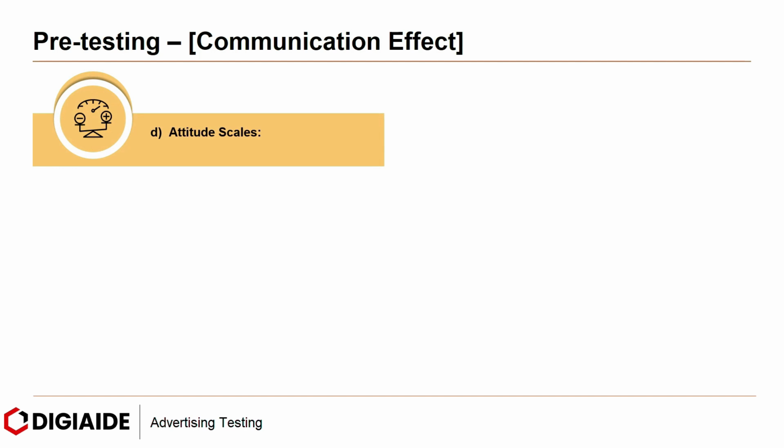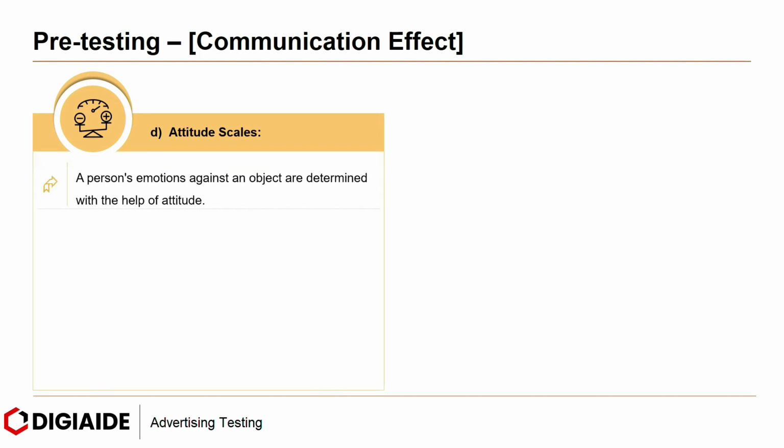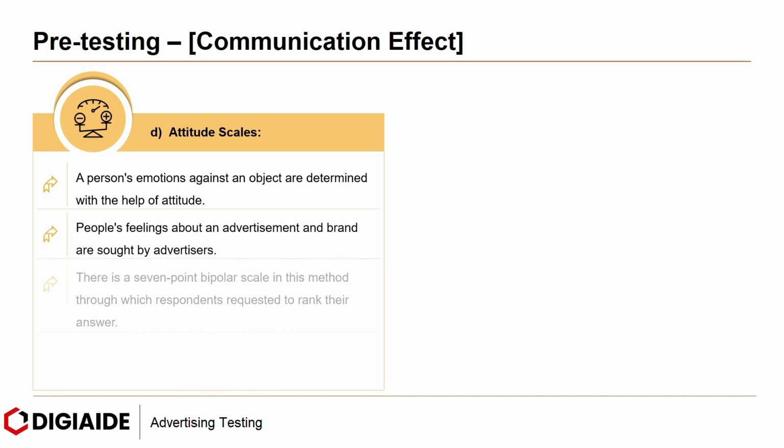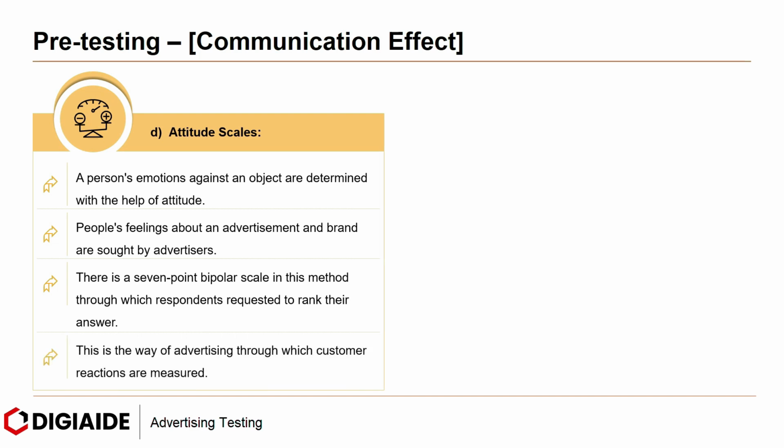Moving on, attitude scales. A person's emotions against an object are determined with the help of attitude. People's feelings about an advertisement and brand are sought by advertisers. There is a 7-point bipolar scale in this method through which respondents are requested to rank their answer. This is the way of advertising through which consumer reactions are measured.